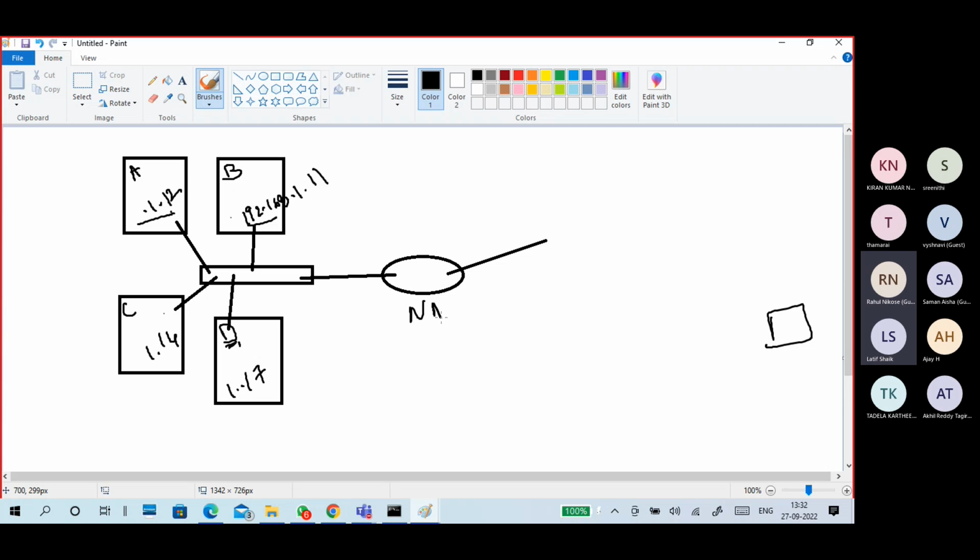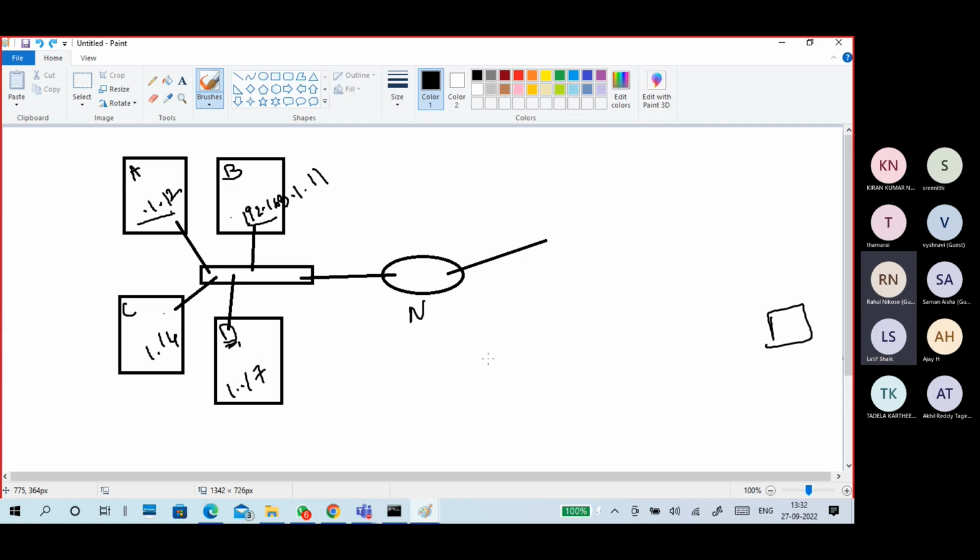So what do you have to do? I have to use the NAT technique. Then I will map it like this: 192.168.1.11 to one public IP address, 1.12 to another public IP address, 1.14, 1.17. Like this, I have 4 computers, so 4 public IP addresses are required, right? You have to purchase 4 public IP addresses.